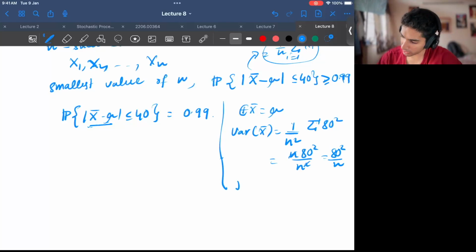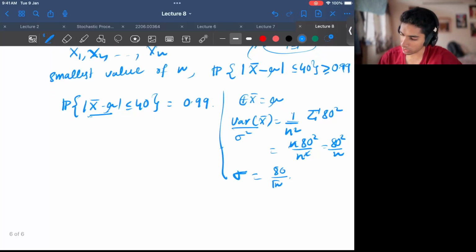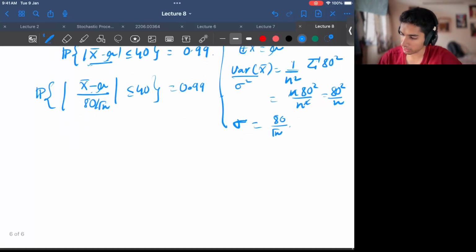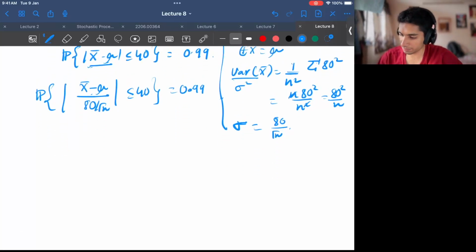So what will be the standard deviation? This is sigma square, sigma will be the square root of this, which is 80 by root n. So you just divide by 80 by root n to make it standard normal. So probability of mod x bar minus mu divided by 80 by root n, this thing less than equal to 40, is equal to 0.99. You have to divide by this thing on the other side as well, to make the LHS and RHS consistent.